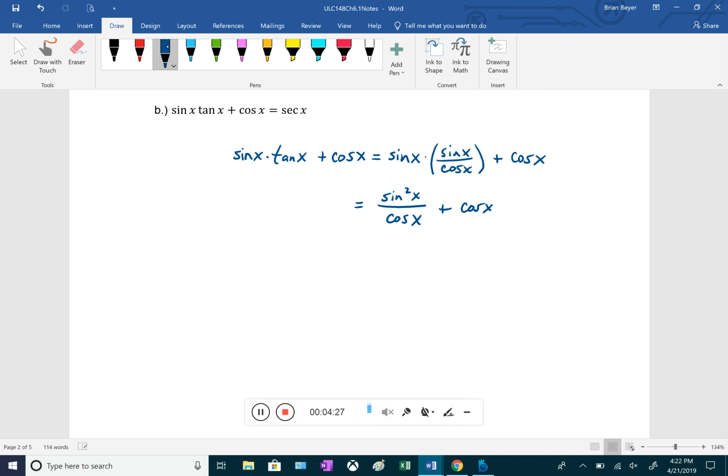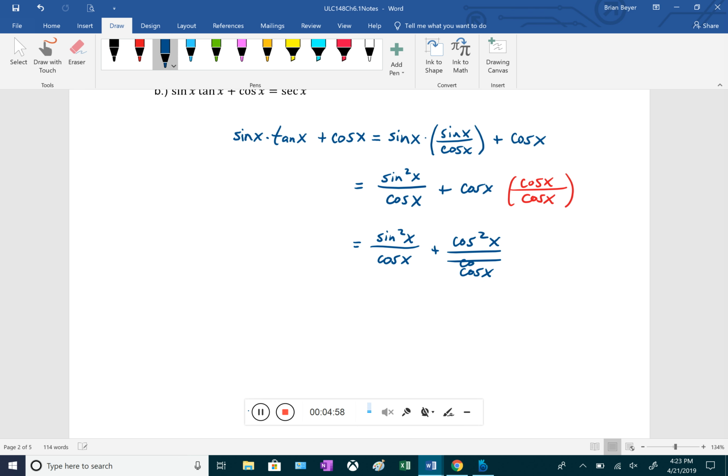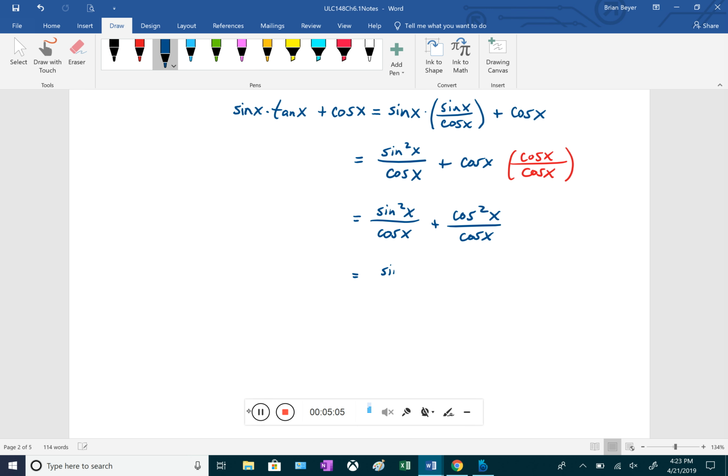So to do that, a little hint is we want to rewrite this as one fraction, which means we need a common denominator. And the common denominator would be cosine because of this first denominator. So we're going to multiply by cosine x over cosine x. Okay, so now we're going to get sine squared over cosine plus cosine times cosine is cosine squared over that cosine. And now they have the same denominator, so we're going to combine these into one fraction. We're going to write that as sine squared plus cosine squared over cosine x. So we just combine the fraction, common denominator.